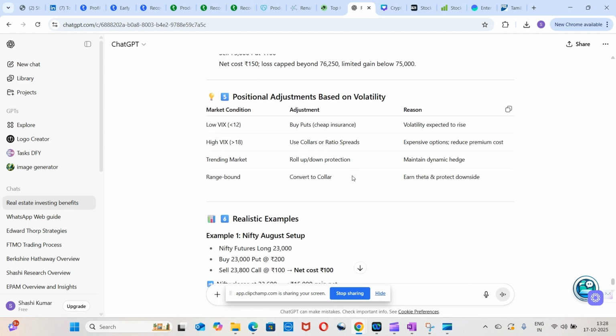Volatility and market condition: when VIX is low, less than 12, you buy puts, which are cheap insurance when volatility is expected to rise. When VIX is high, greater than 18, use collars or ratio spreads, because options are expensive and this reduces the premium cost. In a trending market, roll the protection up or down and maintain a dynamic hedge. In a range bound market, convert to a collar, earn theta and protect the downside. So these are the different adjustments for protective put and call.